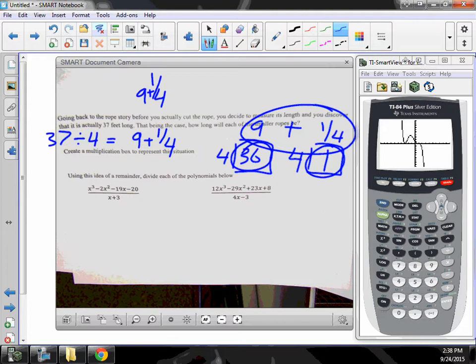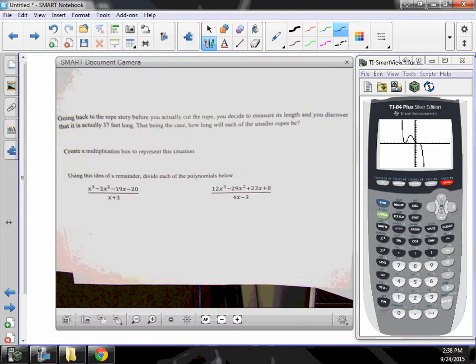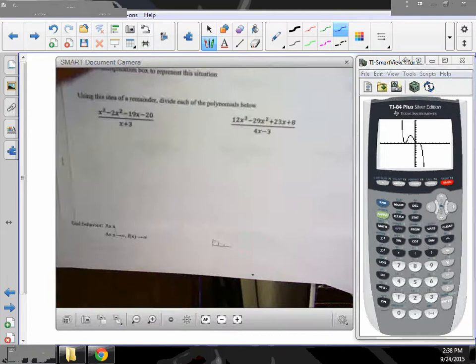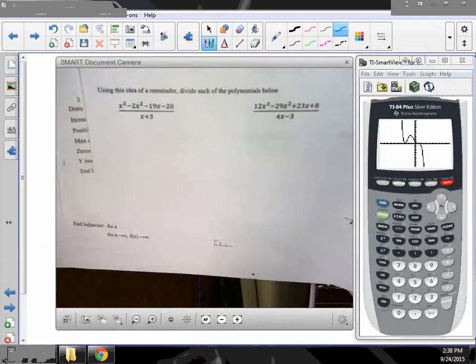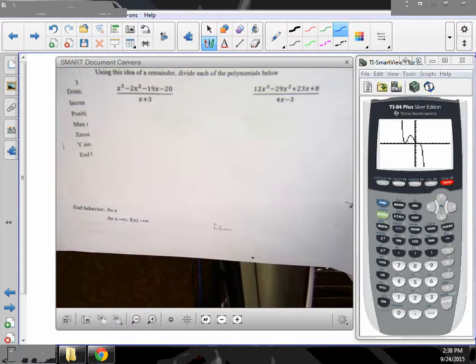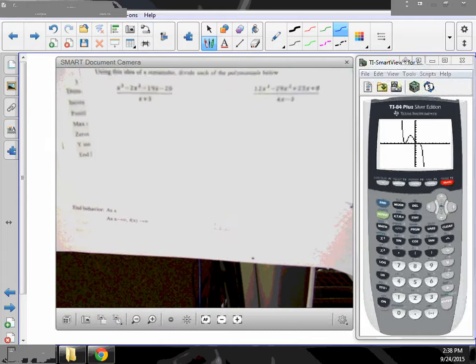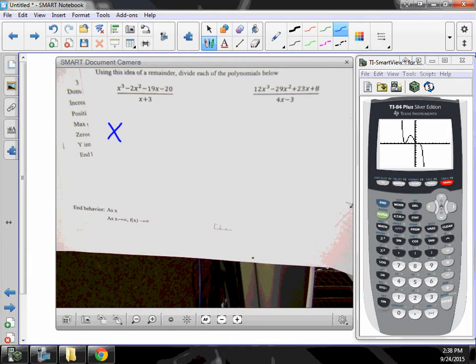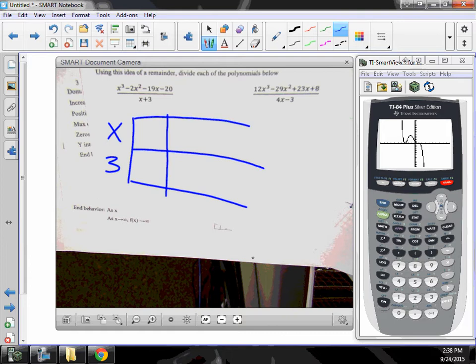Okay. So for each of these problems, I don't know how many boxes I need, but I know that there are going to be 2 rows because the divisor has 2 terms. So x and 3. I bring down the x to the 3rd. What goes on top? x squared, and x squared times 3 is 3x squared. So I took care of that term.